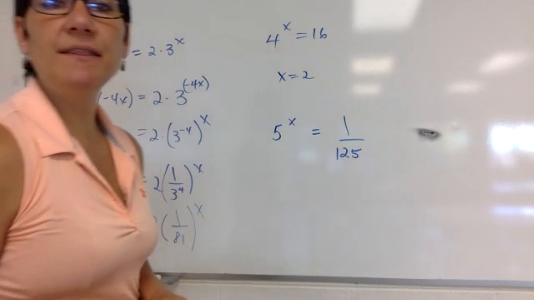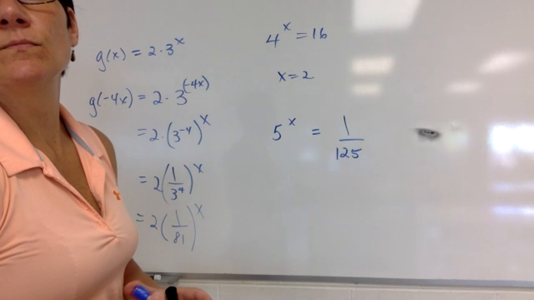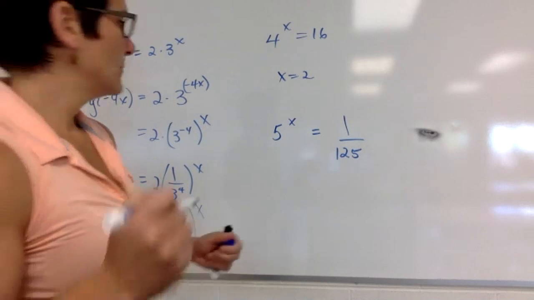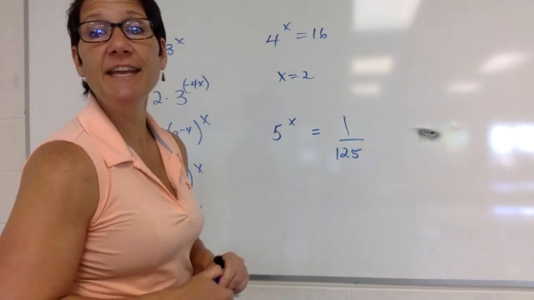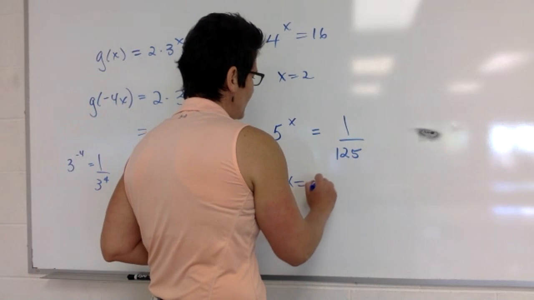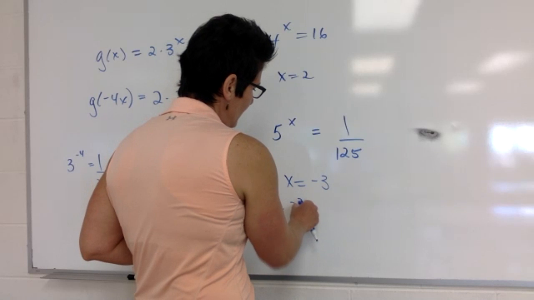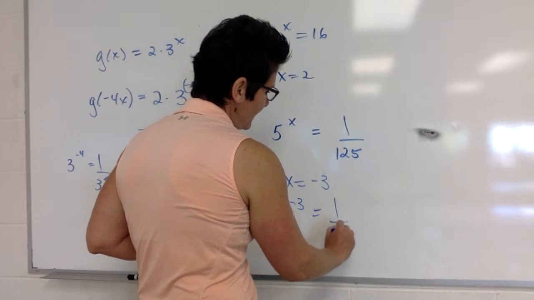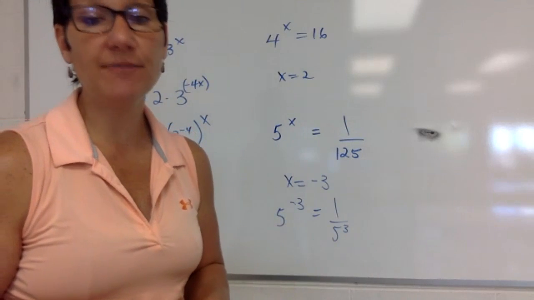What would x equal on that one? Not negative 5. Isn't it negative 3? Negative 3, good. Yes, because 5 to the negative 3 you can write as 1 over 5 cubed, and 5 times 5 times 5 is in fact 125, okay?